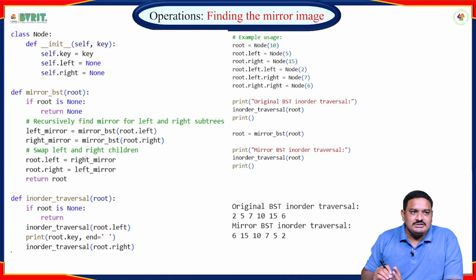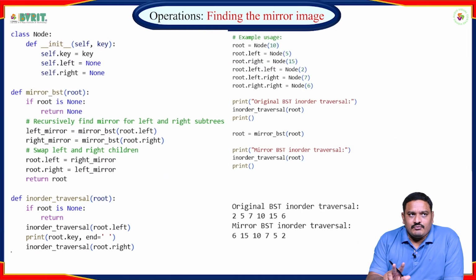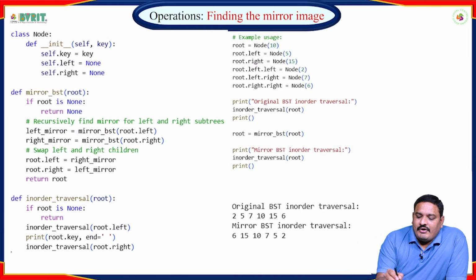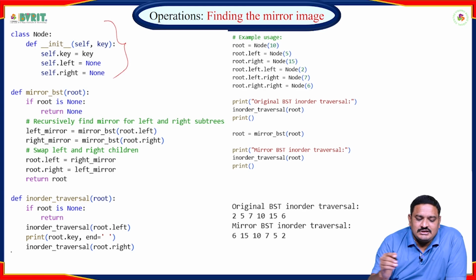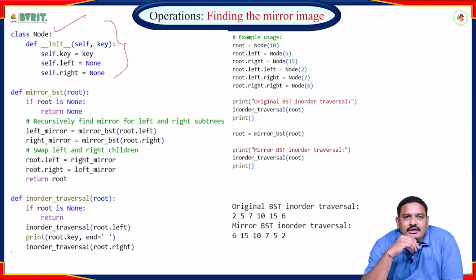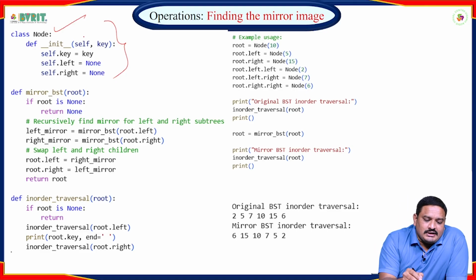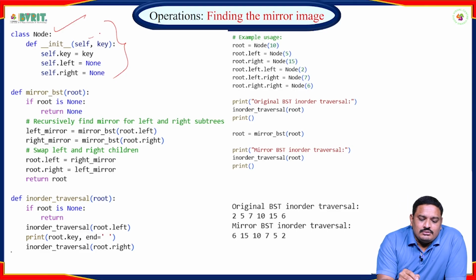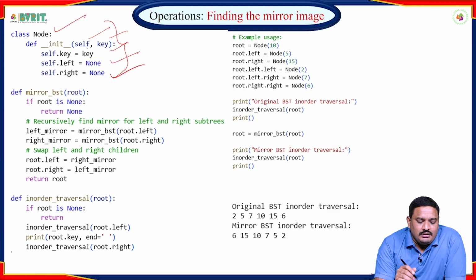Next, this is the program for finding the mirror image. First we are creating the node, using the class Node. The class Node has two values, self and key value. In the self node, initially the left node is none and the right node is none.